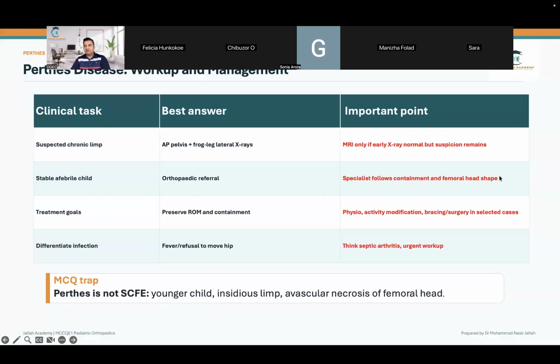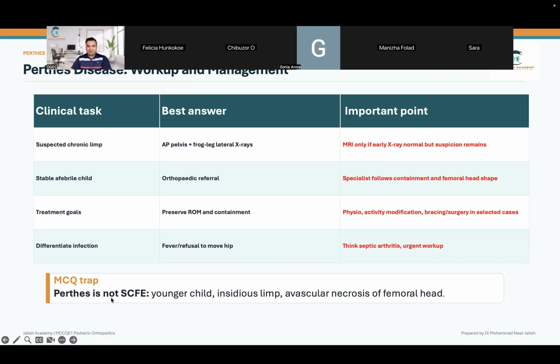A specialist follows containment and femoral head shape. Treatment goals: preserve range of motion and containment, physio, activity modification, bracing, and surgery in selected cases. Differentiate infection. Obviously, anyone with joint pain, swelling, fever, systemic signs and symptoms, and toxic appearance, think septic arthritis, and we have to do the septic workup.